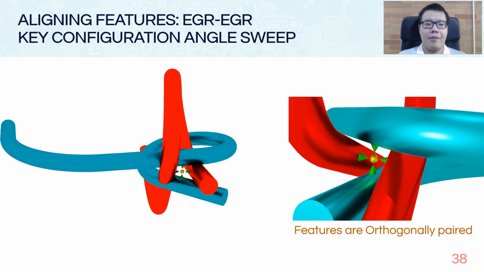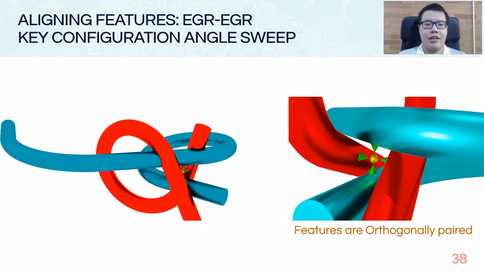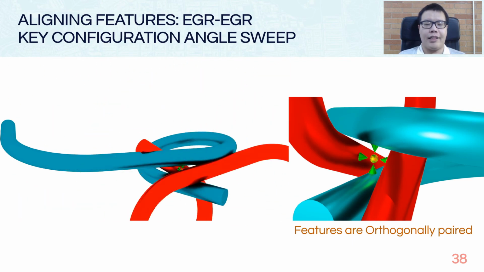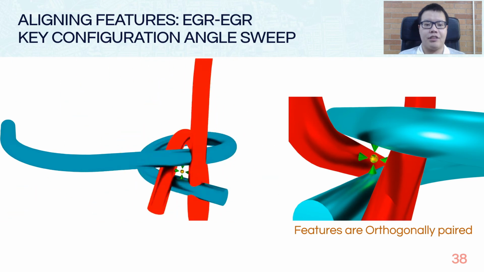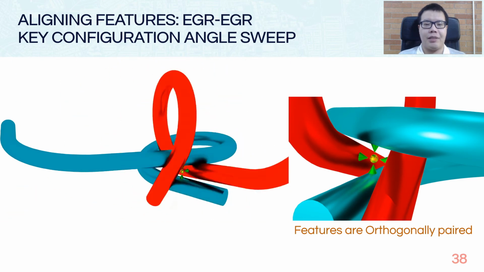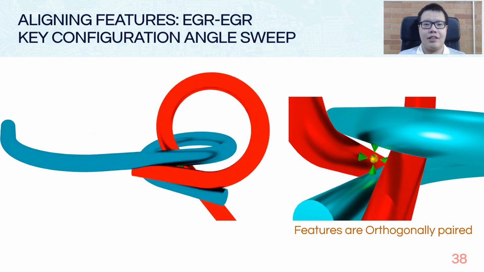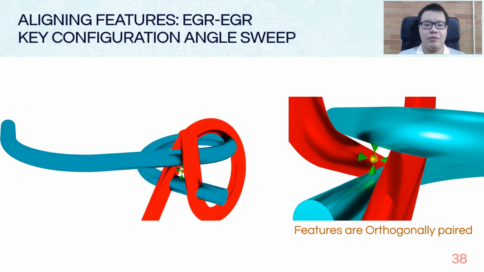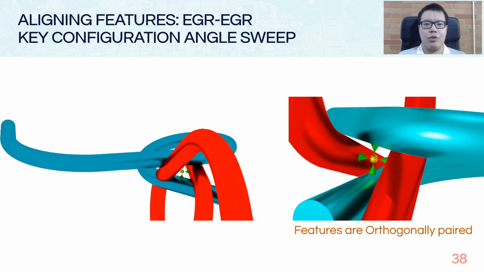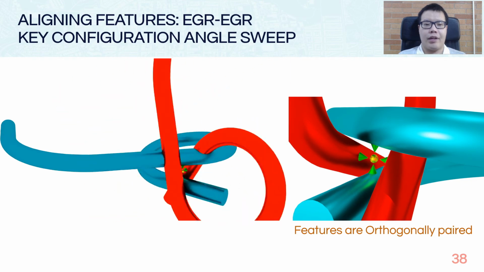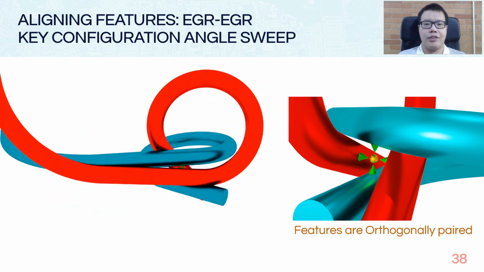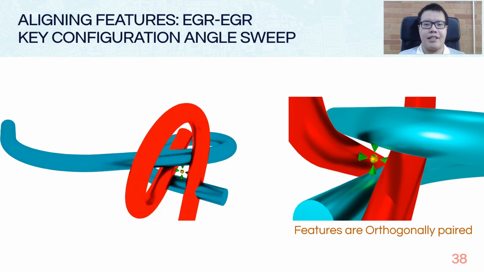The first type of key configuration is generated from a pair of Euclidean to geodesic ratio features. We first align the midpoint of the two features, and then keep the features orthogonal. This leaves us 2 degrees of freedom. We can then apply an angle sweep algorithm to enumerate all the rotations.